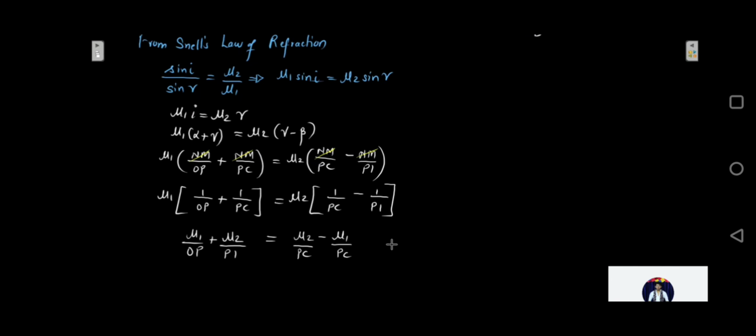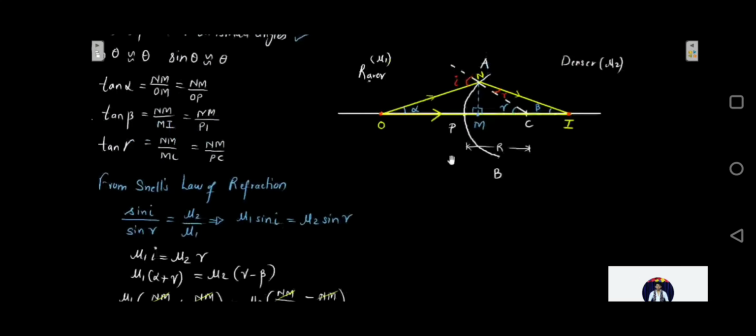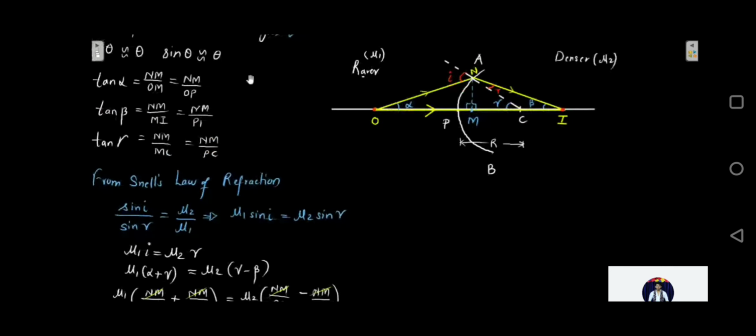which would become mu2 minus mu1 upon PC, common denominator. Okay, this is going to be mu1 upon OP plus mu2 upon PI. So let us use the new Cartesian sign convention over here. So let us write down the object distance, image distance and radius of curvature from here. So if you see in this figure, OP is nothing but the object distance.